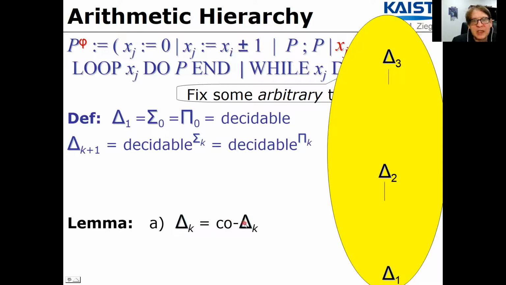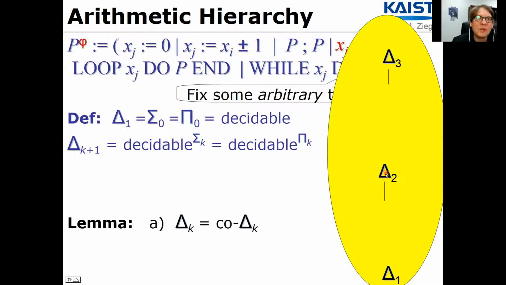So this is the set of all complements of subsets in this here. So this is not the complement of this set, but it's a set of complements of sets in here. Does it make sense? And the statement says that this is still the same set, which is a generalization of what we already knew in the very early slide, that any decidable problem also has its complement decidable. And this is now true also on higher levels.